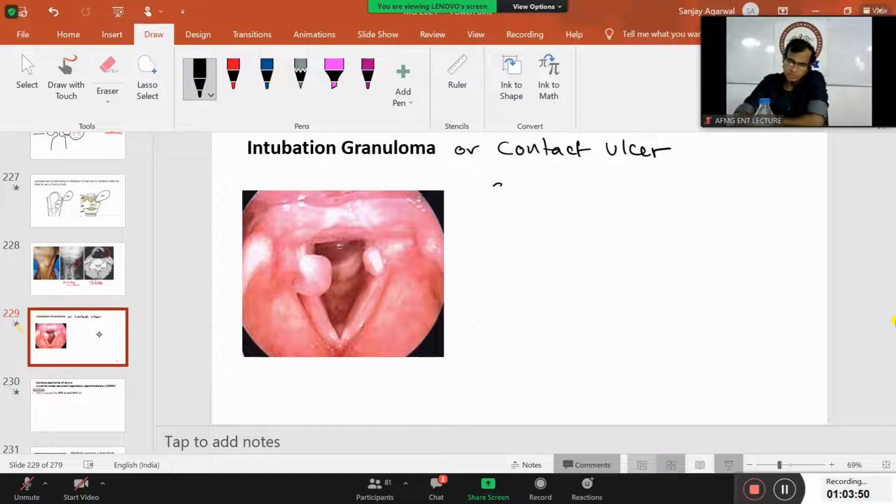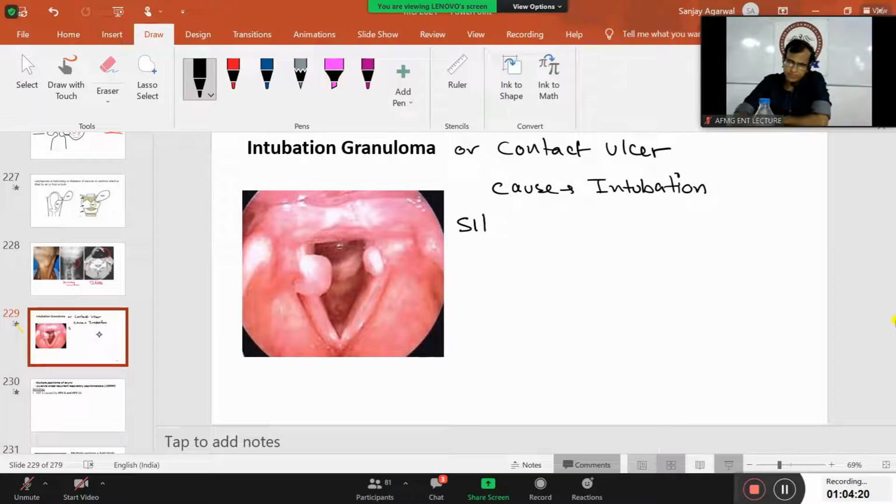What is the cause? Intubation. The cause is intubation, unless you have surgery, intubation. When do you intubate? Either during surgery or the patient is in coma, in the ICU, so one of the two is definitely there. Either the patient has undergone some surgery or he was admitted in the ICU for some problem, stroke and all.